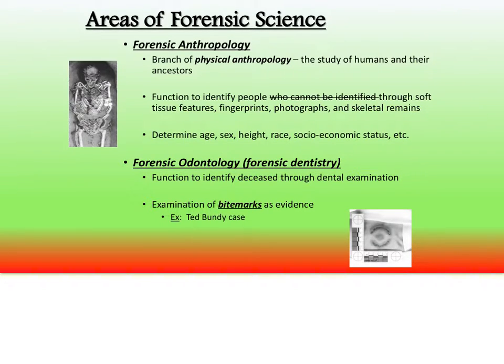And the way we can do that is looking at their soft tissue features, looking at their fingerprints, looking at their skeletal remains like you see in this picture. These people might help with facial reconstructions if bones are found. And a forensic anthropologist will try to determine how old someone was by the size of their body, maybe their sex based on the shape of their bones, how tall they were, what race they were, their socioeconomic status. You can sometimes tell from human remains whether they were wealthy or not, and all those kind of things.